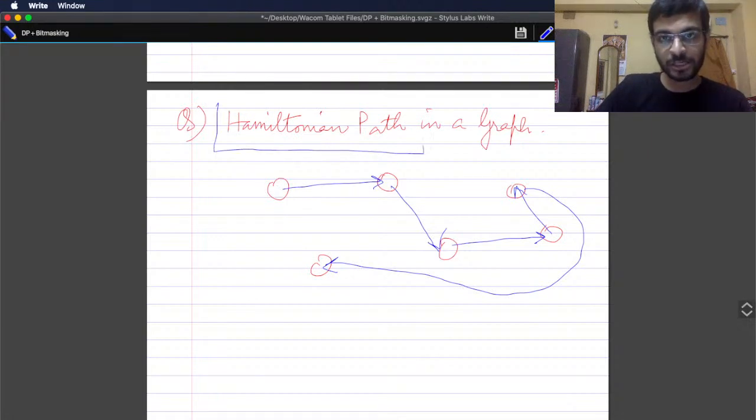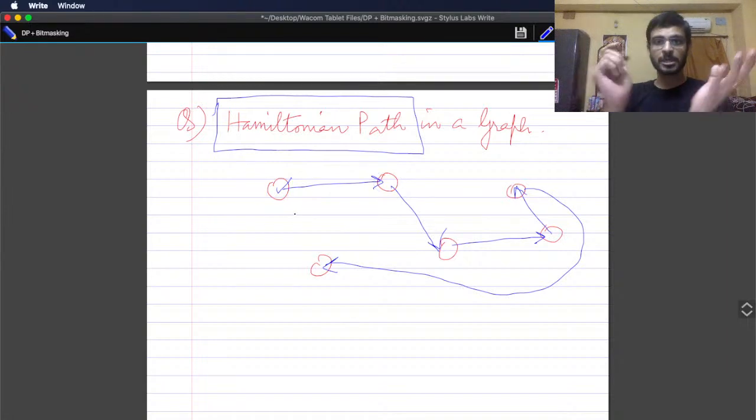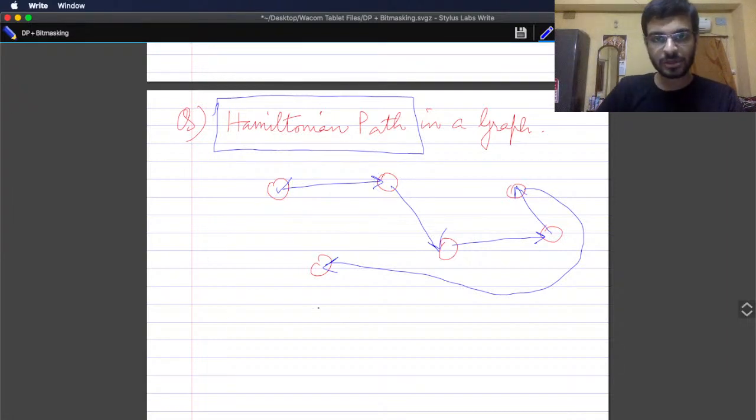Why is it important? Because it is NP complete. It can start over here also, it can start anywhere. It might happen that there is a Hamiltonian path possible which starts from this vertex but not from this one. It is possible that it starts only from a particular vertex. Why? Suppose you have a graph which looks like this. You have something like this.